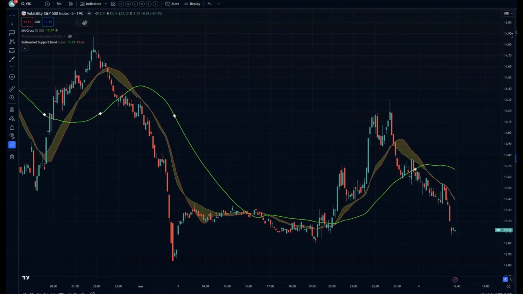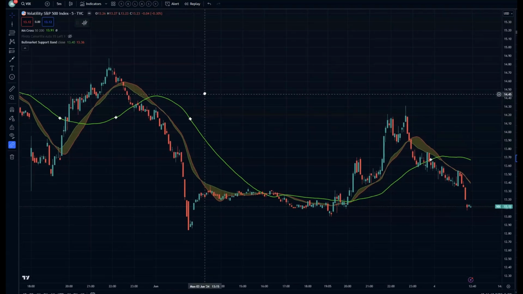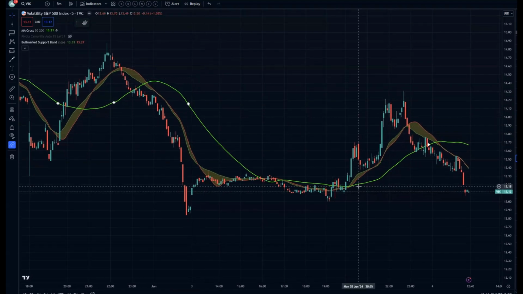So the idea is very simple. We have a band which is made up of an MA. We have a rolling MA of 5 minute on like 50 bars, a 50 MA on the 5 minute, and we are trading the crossovers and specifically the crossover retests.